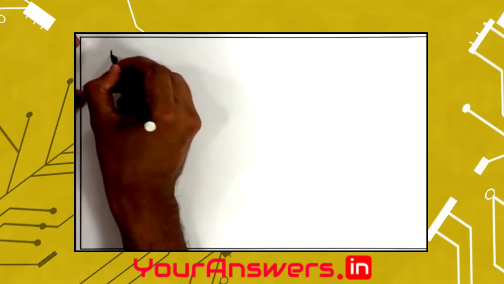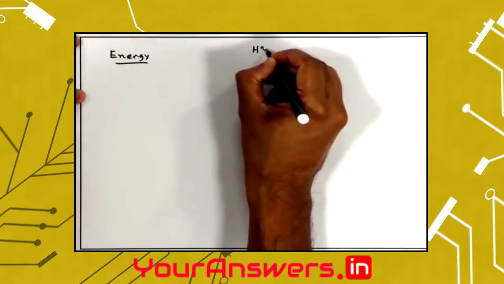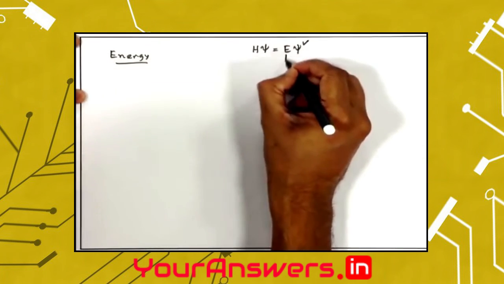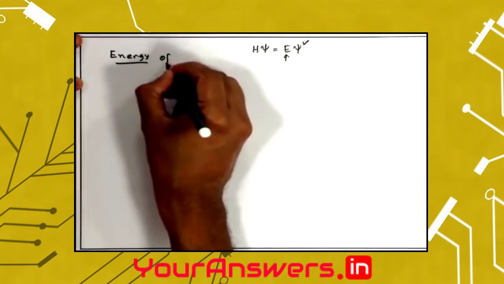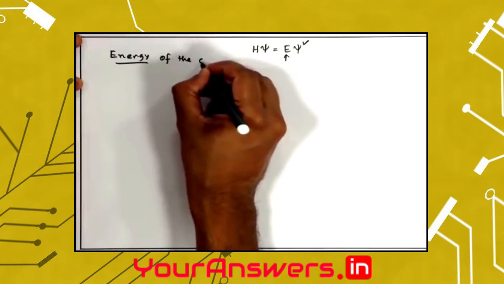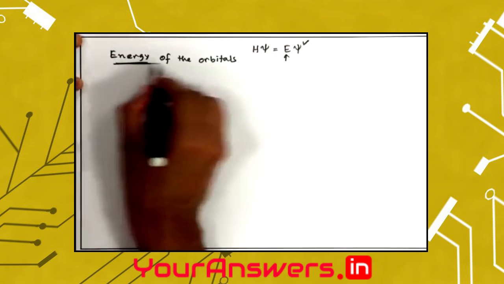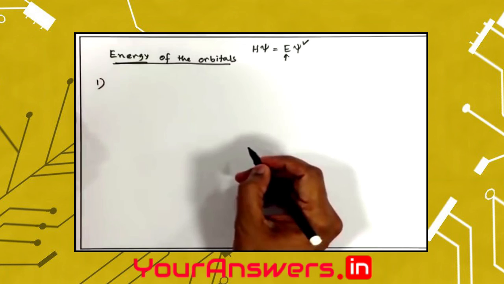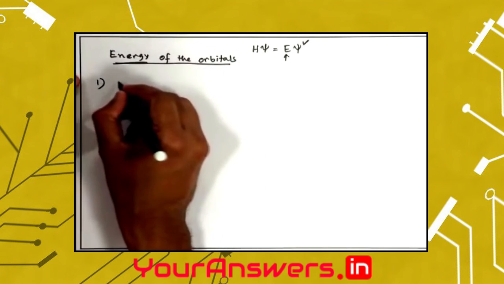Let us look at the energy. So, we started from H psi equals E psi, we discussed the orbitals, and now we are going to discuss this energy. By energy I mean the energy of the orbitals. We will break our discussion into two parts, because there is an interesting story here. First, we will discuss the energy of the orbitals for the hydrogen atom.